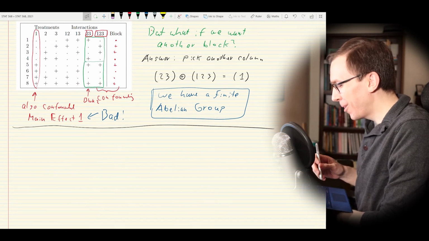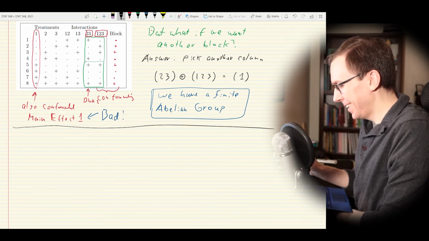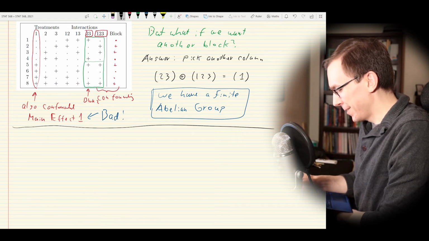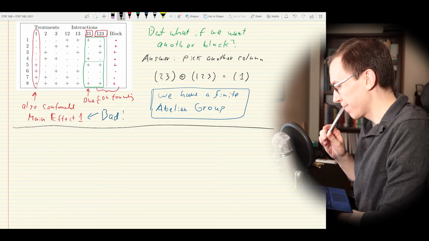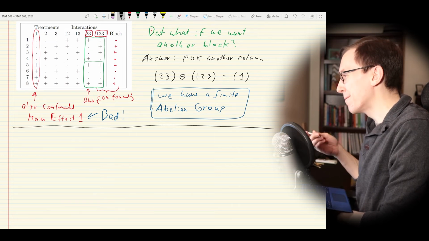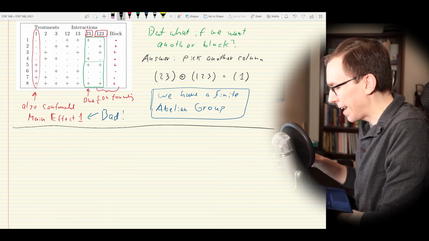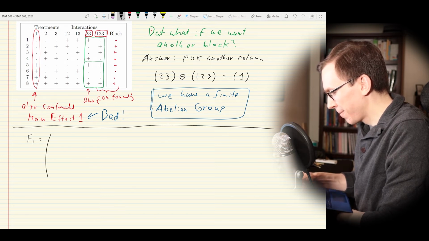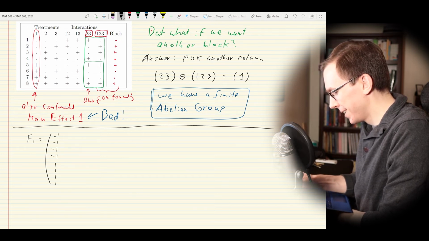What we're going to do is consider columns 1, 2, and 3. So here, we'll say F for factor. I feel like I should say factor and not treatment. We'll say factor 1. And that is going to look like a vector of -1, -1, -1, -1, +1, +1, +1, +1.